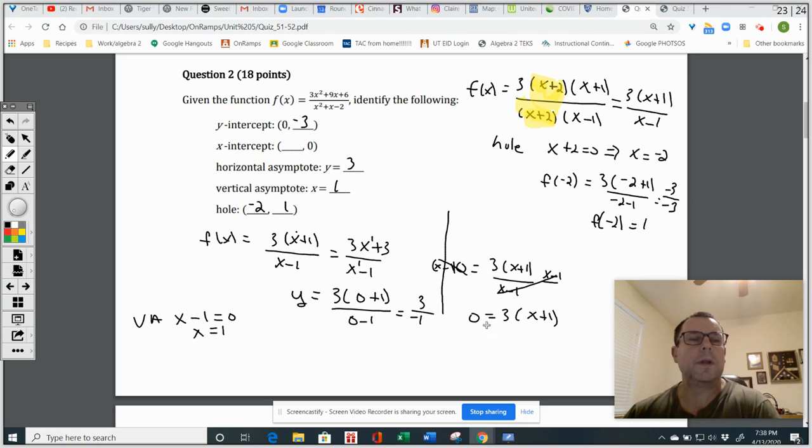Divide both sides by 3. And you could distribute the 3 too. I just choose to divide it out. 0 divided by 3 is 0, and 3 divided by 3 is 1. We're left with x plus 1. So x equals negative 1. And that is the x coordinate of my intercept.